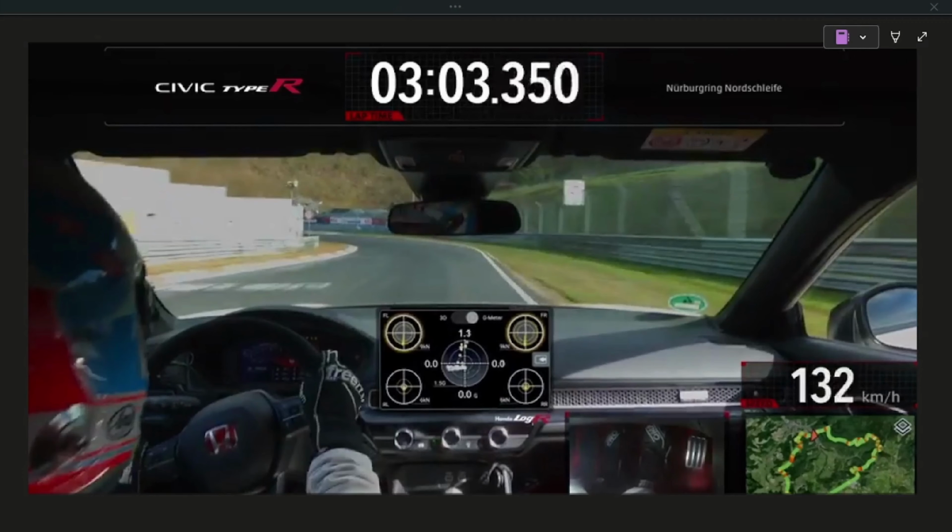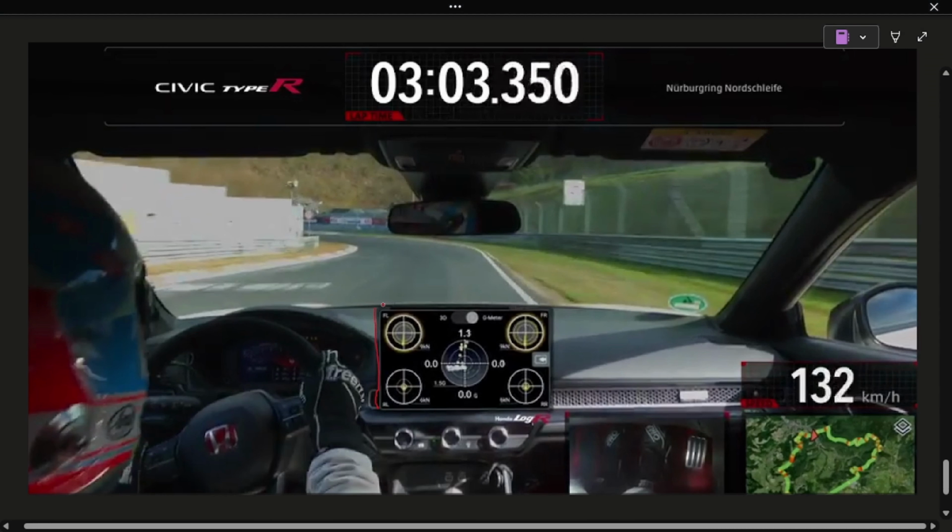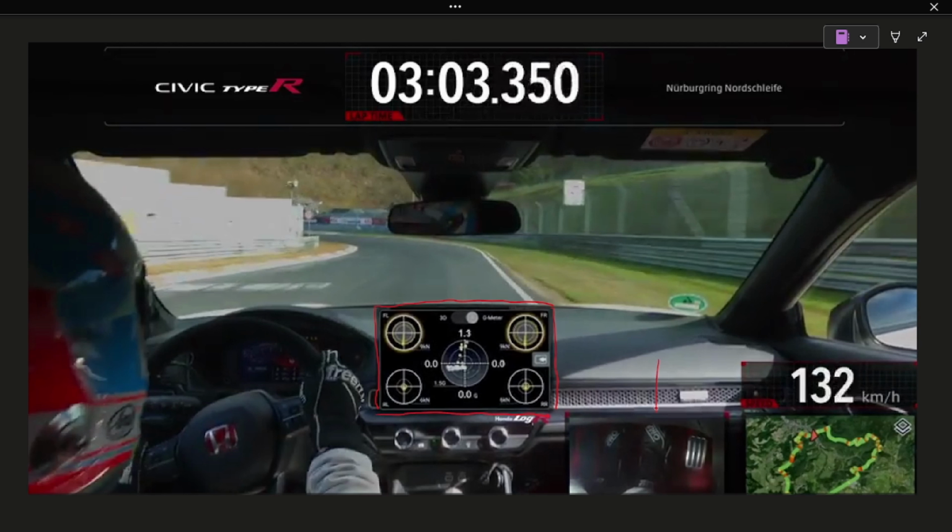This is onboard footage of a Honda Civic Type R at the Nürburgring. Pay attention to the four circles displayed in the center of the screen. These represent the friction circles for each of the four tires. As the vehicle brakes, load transfers from the rear axle to the front axle. Clearly, the front tires' friction circles expand, while the rear ones shrink.